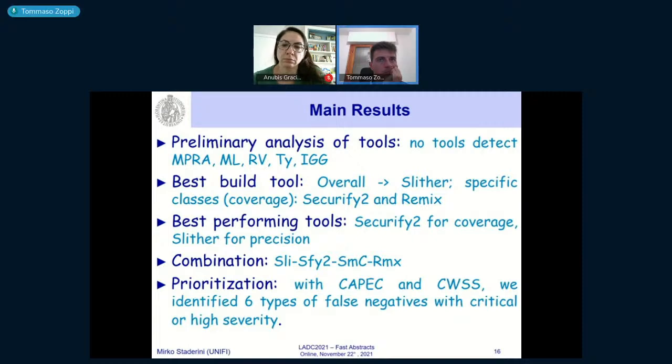For evaluating the combination, Slither, Securify 2, SmartCheck, and Remix is the best combination, which permits reaching a coverage of 0.9%. And evaluating the prioritization, we have that CAPEC and CWSS identified 6 types of false negatives of critical or high severity.